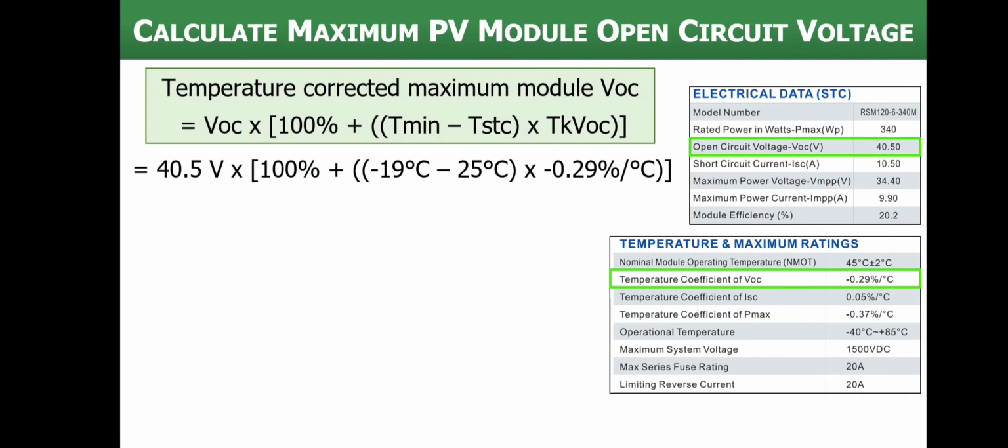So if we fill our data in, go to the specifications sheet, we can see our open circuit voltage is 40.5 volts. Put that into the formula. 100% is always there. We know that our site has a negative 19 degrees C minimum temperature, and that's going to vary depending on where you're located. Standard test conditions are always the same, 25 degrees C. And we go to the specification sheet again to get the temperature coefficient of open circuit voltage, in this case negative 0.29% per degree C.